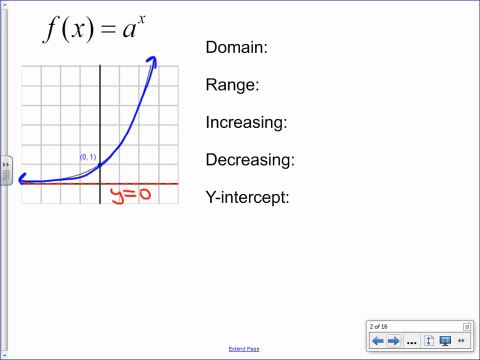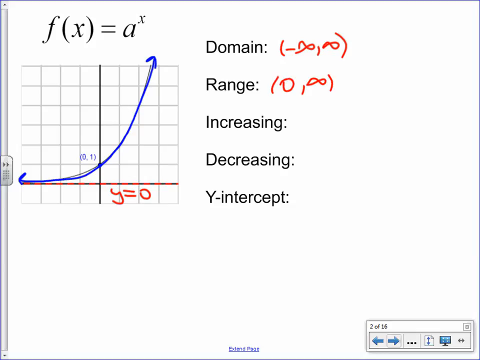Let's talk about this graph. Okay, first of all, what's the domain of this graph? Thank you, all real numbers. Okay, what about the range? Okay, let's talk about why the range is 0 to infinity.